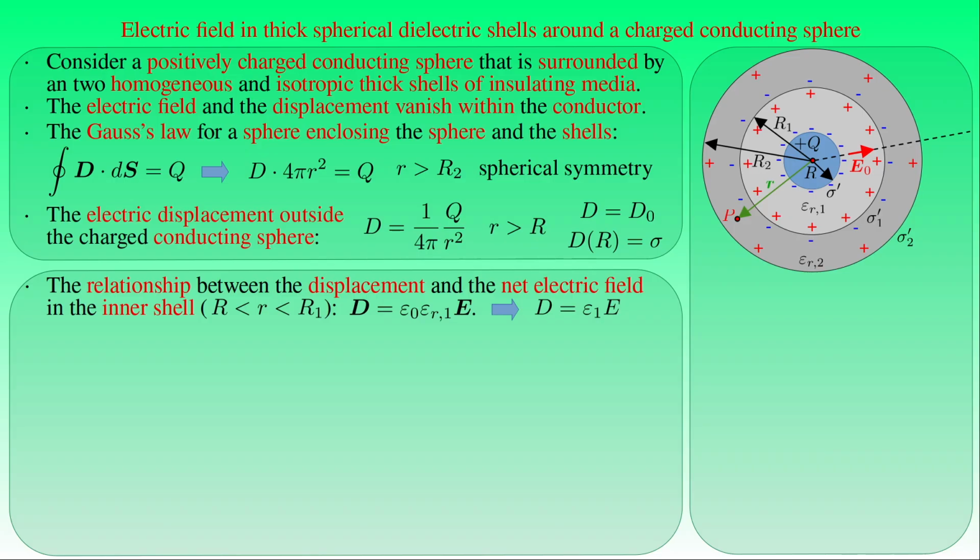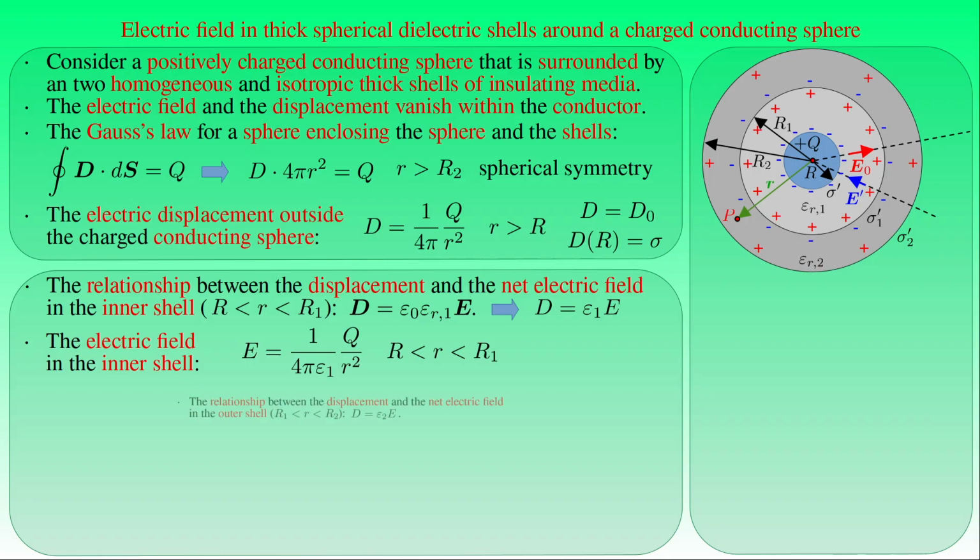As a result, the magnitude of the electric field E at any point P in the inner shell made of dielectric material is given by 1 over 4 pi times the absolute permittivity epsilon 1 of the dielectric, times Q over the square of the distance r of the point P from the center. The net electric field E in the shell is obviously the superposition of the field E naught due to the free charges Q and the electric field E prime due to the polarization surface charges sigma prime over the boundary of the inner shell at the surface of the conductive sphere.